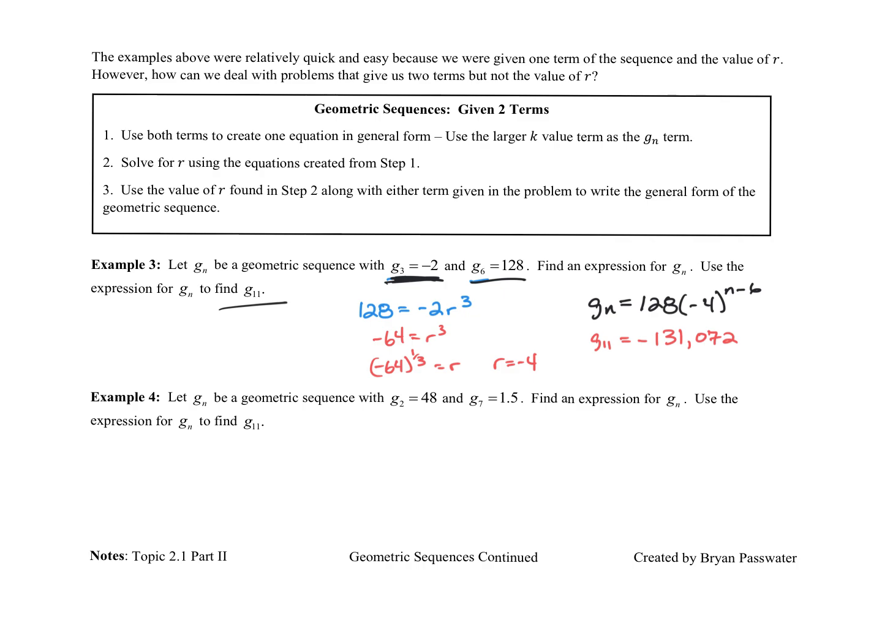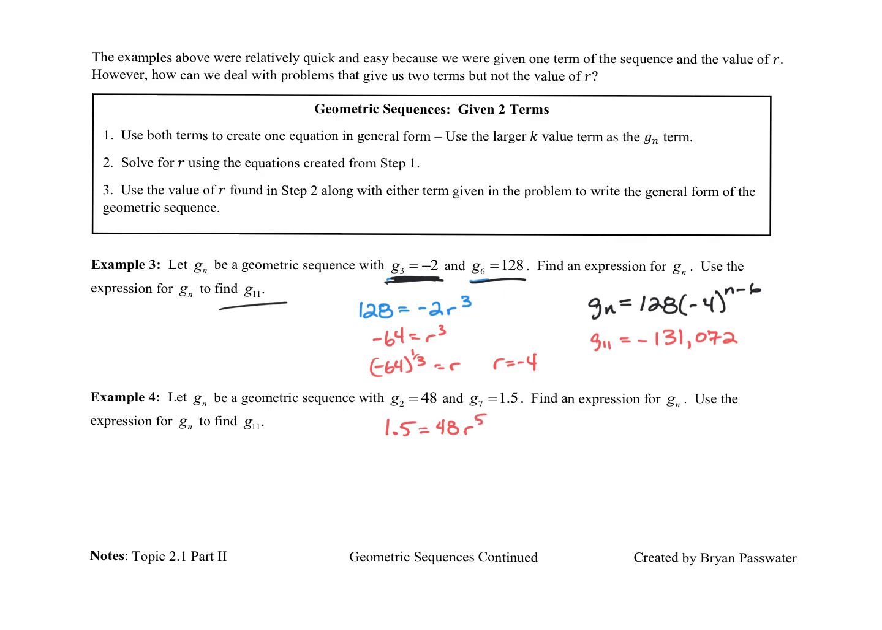All right, so we got one more example on our notes today. So we have g of 2 is equal to 48, and g of 7 is equal to 1.5. So which one comes second? The 1.5. And so when we set this up, we're going to have 1.5 is equal to, where did we start? 48. And how many times did we use our ratio? 5 times. All right, and so that's why we have r to the power of 5.